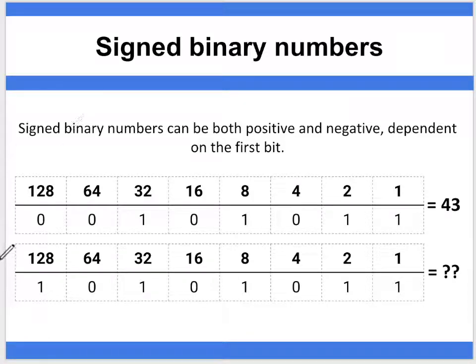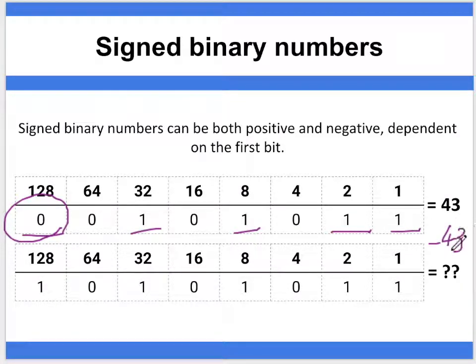So if we take this example down here, we have a 0 in front of us. We have a 0 here, so we know that the value is positive, so we simply add these values together to give us an answer of 43. Now, it isn't quite as simple as saying, well, because we put a 1 in front of it, the whole number now becomes minus 43.